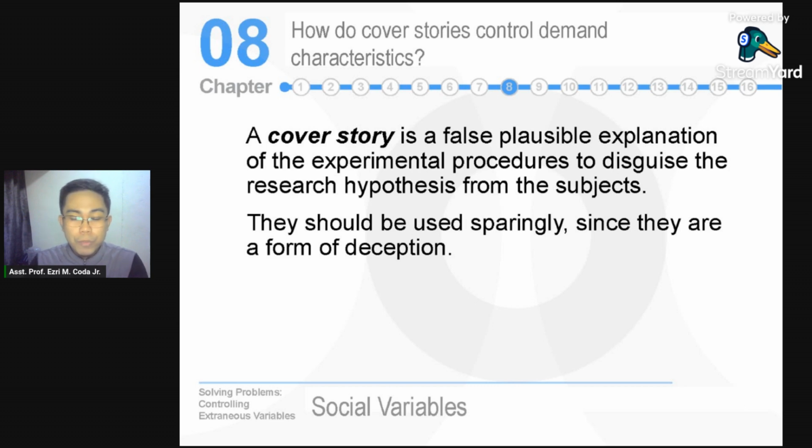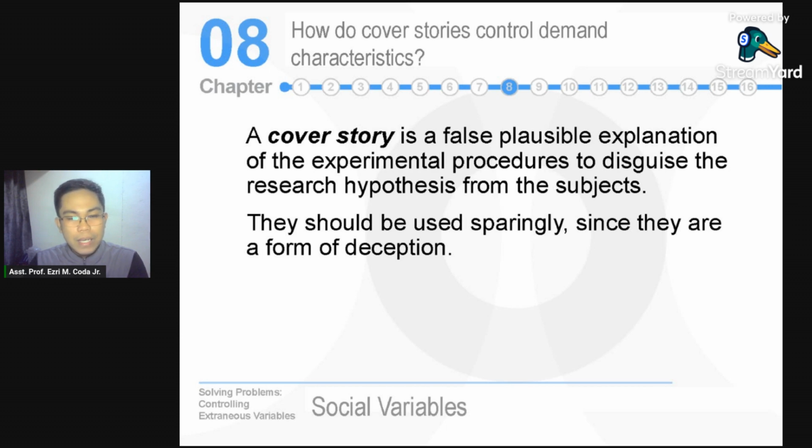They should be used sparingly, however, because they are parts of deception or forms of deception. So yun yung sinasabi ko na because they are deception, we have to be careful. Especially, we have to be consistent from all treatment conditions.